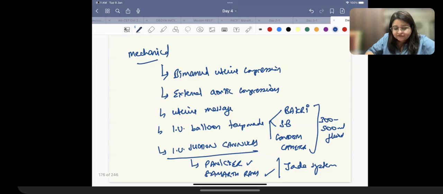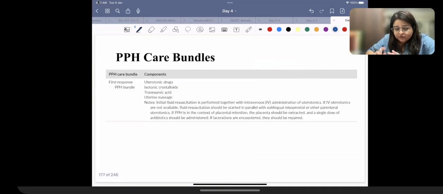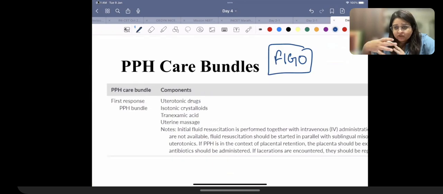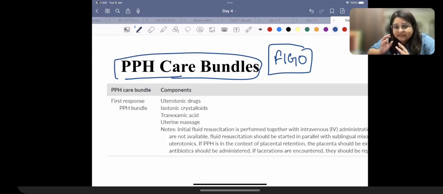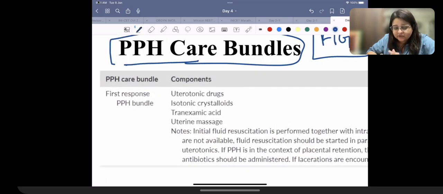Okay. Now, apart from these, and I'll show you these pictures also, but apart from medical and mechanical measures, if these fail, then you move on to surgical methods, which I will just tell you. But also, you should know something new in PPH: the Federation of International Gynecologists and Obstetricians have said that in low resource settings, in primary healthcare centers, you have what are called PPH care bundles. What should be the initial things that you do, especially in low resource settings with limited things available to you? They say the first is the first response.